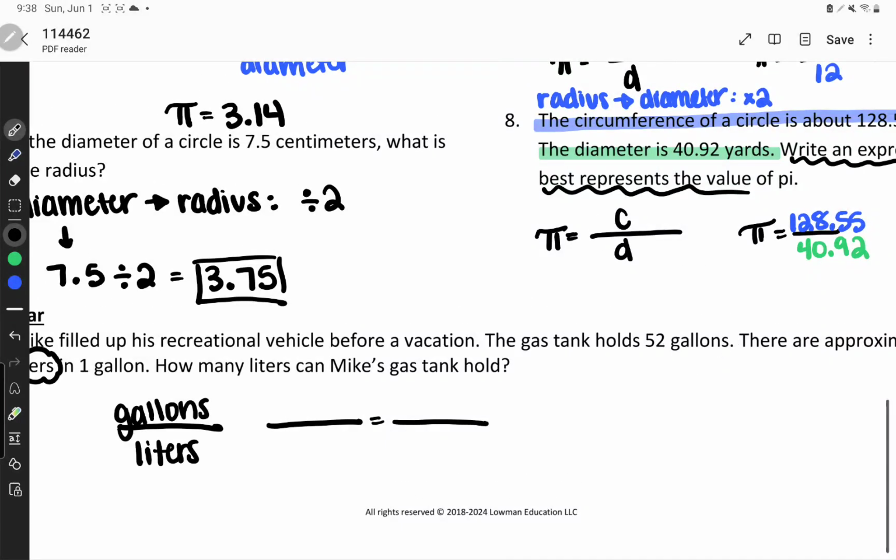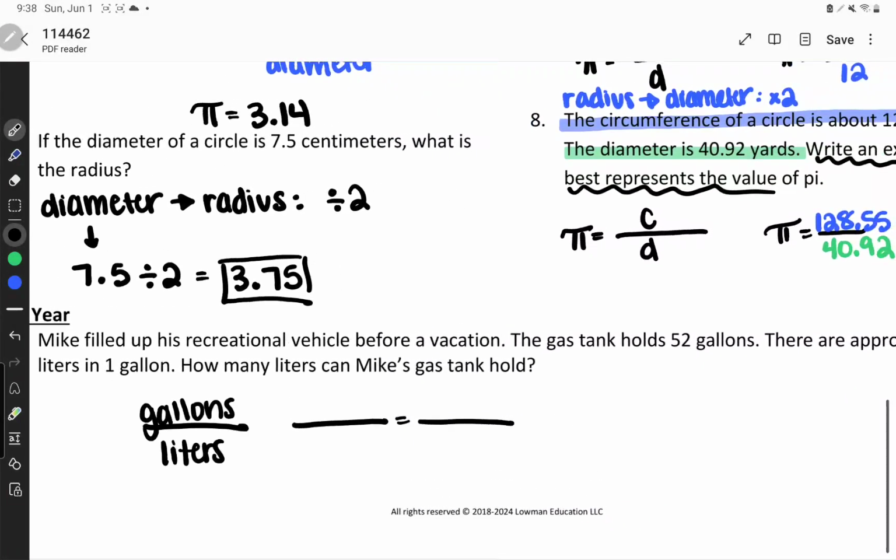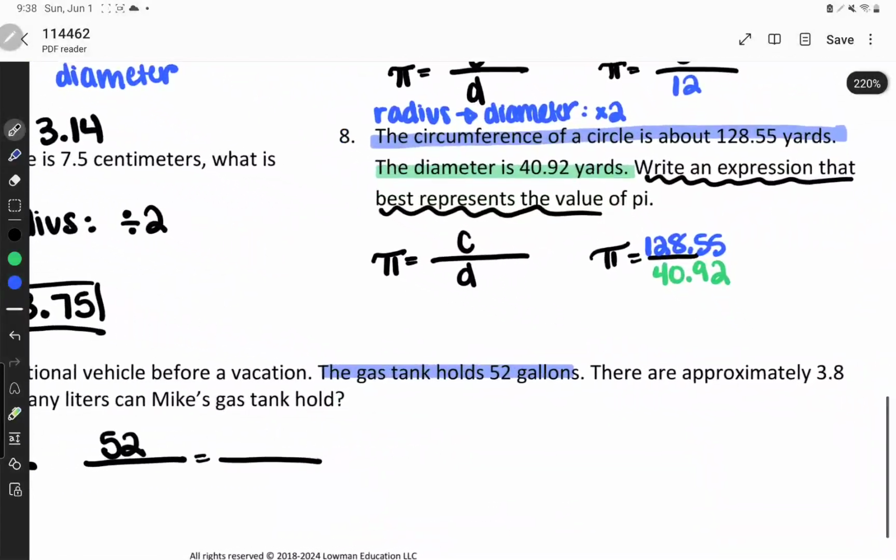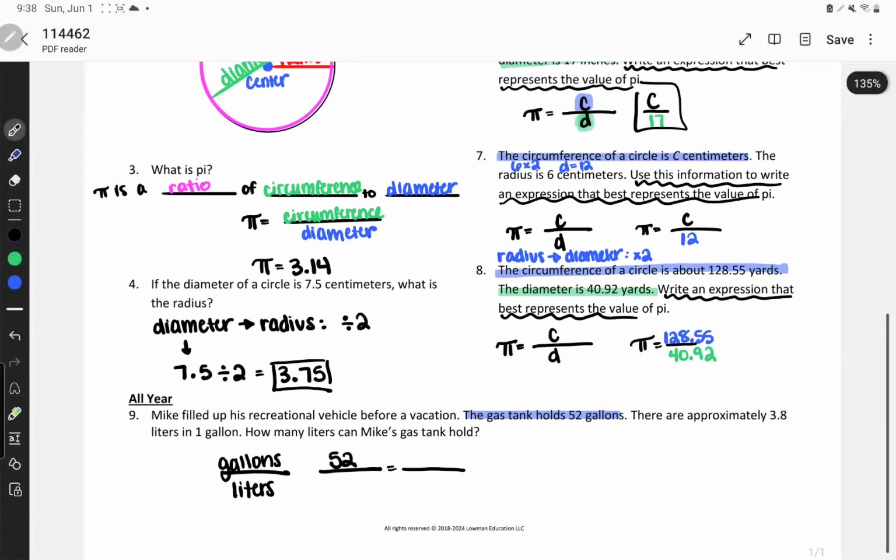Now, I just break down my sentences. So sentence 1 says the gas tank holds 52 gallons. Cool. Gas tank holds 52 gallons. Then the next thing I see is it says there are approximately 3.8 liters in 1 gallon. That means that 3.8 equals 1. So those two things need to go in the same proportion.